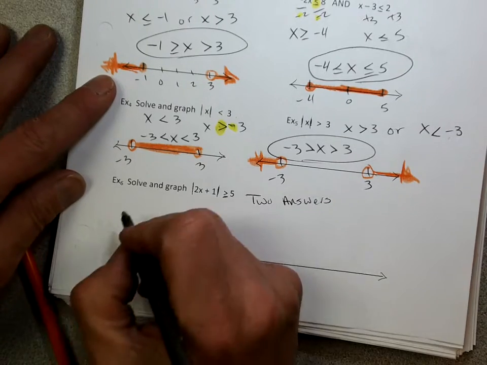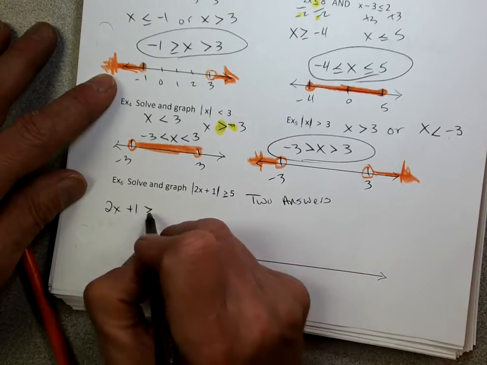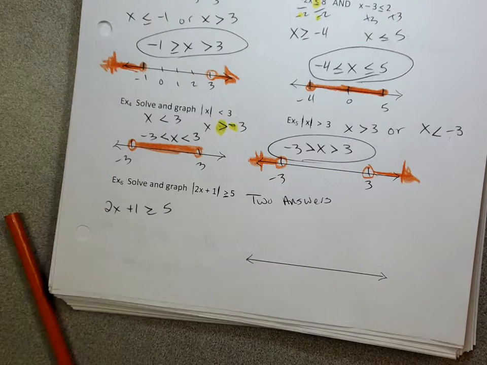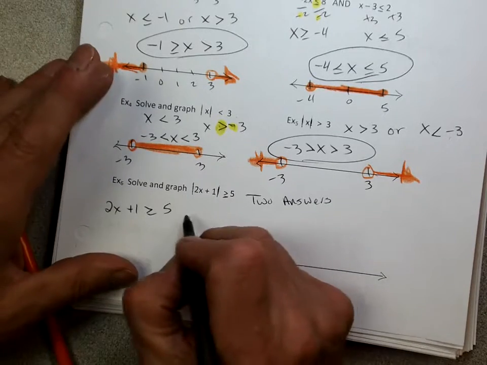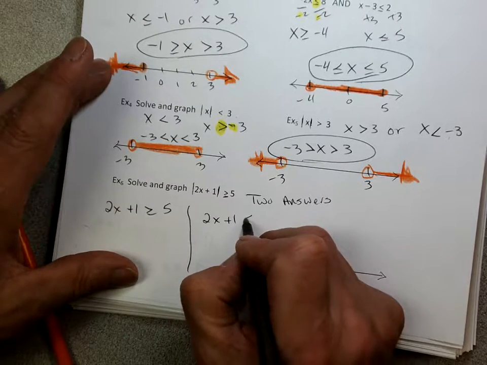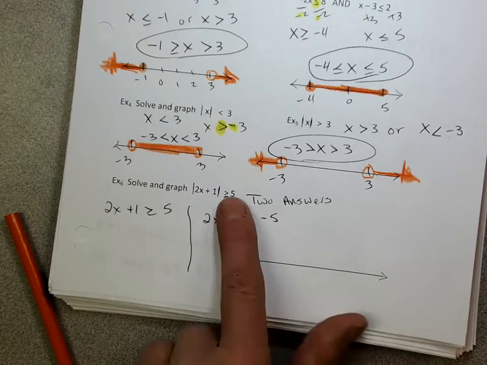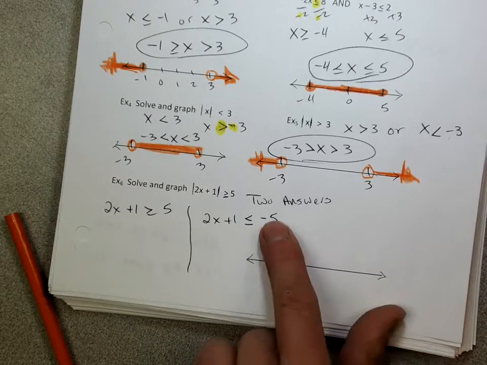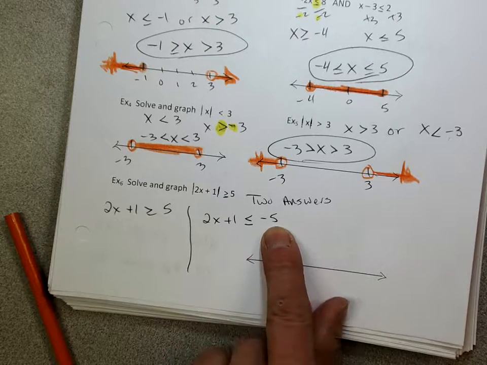So my positive answer is just going to be 2x plus 1 greater than or equal to 5. So I didn't change anything. I just wrote it exactly the way it was without the absolute value. There's my positive answer. My negative answer is going to be 2x plus 1 is less than or equal to negative 5. So I just make the answer negative. When I make it equal to the negative 5, I turn the sign, right?